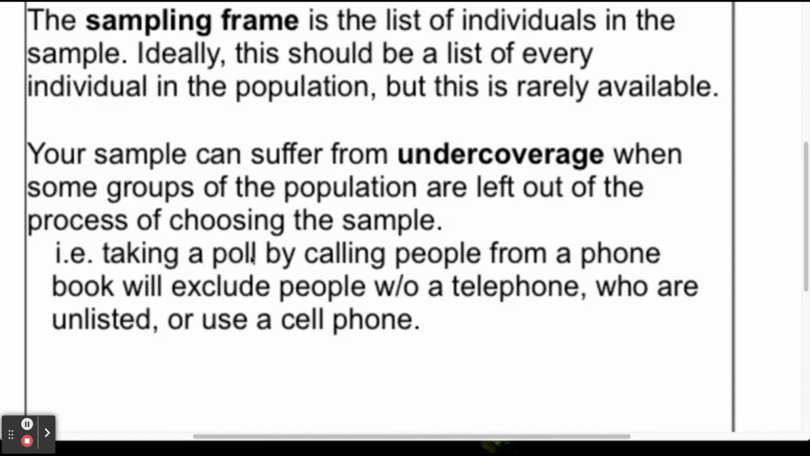Here's another example. Taking a poll by calling people from a phone book will exclude people without a telephone. Now, this example is obviously a little old, but the idea is that you're only calling people whose phone numbers you can find, who are listed. Nowadays almost everyone uses a cell phone, but in this particular example, you're leaving out people who are not listed in the phone book.